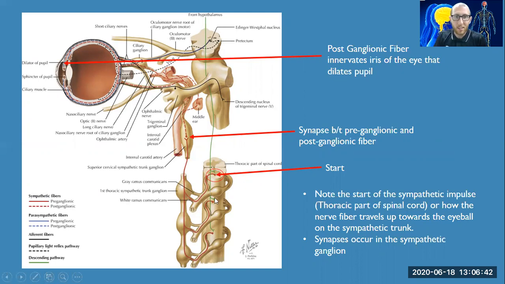So as you can see here, it starts down. This would be, let's say, T1, travels out over to that sympathetic trunk, synapses, actually up here, and then travels all the way up to the pupil. Let's say we're going to vasodilate, and it has that effect on the eyeball. Again, physiology is understanding the different steps. Anatomy is knowing the different parts of this process.